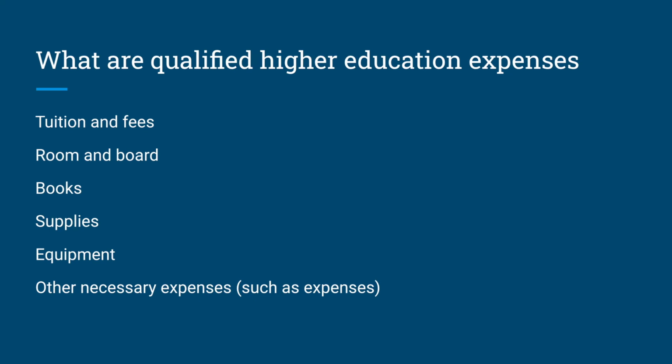And so, we talked about earlier, the IRS has some specific higher education expenses that they deem as being qualified for student loans to be used on. And so tuition and fees, room and board, books, supplies, equipment, and other necessary expenses, that right there is supposed to say such as transportation.